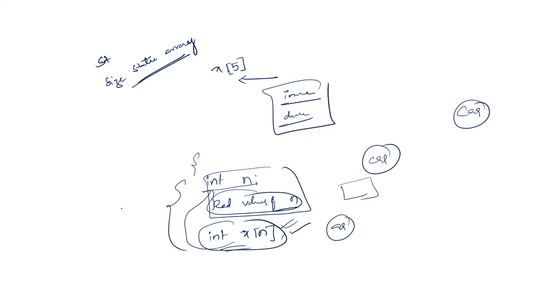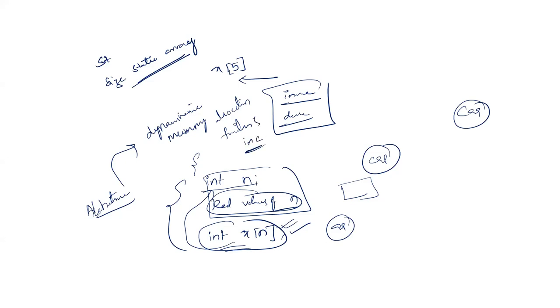But we have an alternative for arrays, that is dynamic memory allocation functions in C. By that we can alter the size. We can increase or decrease our size.